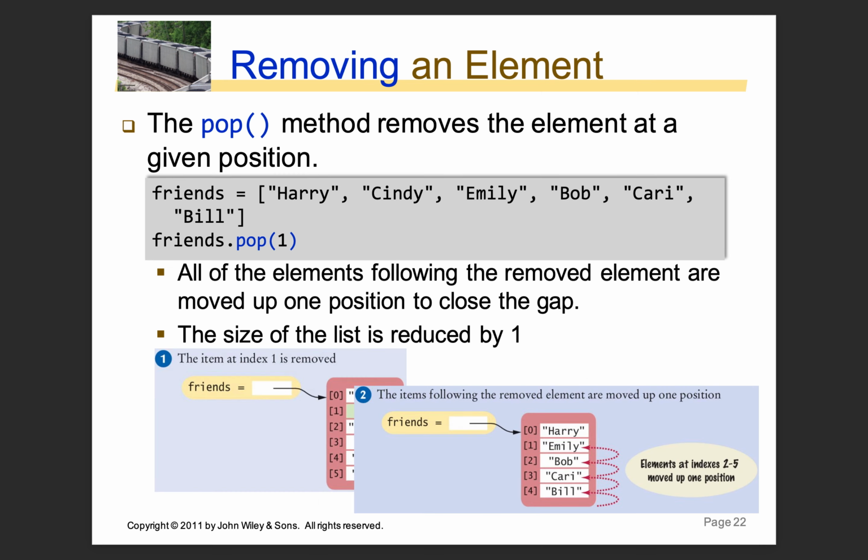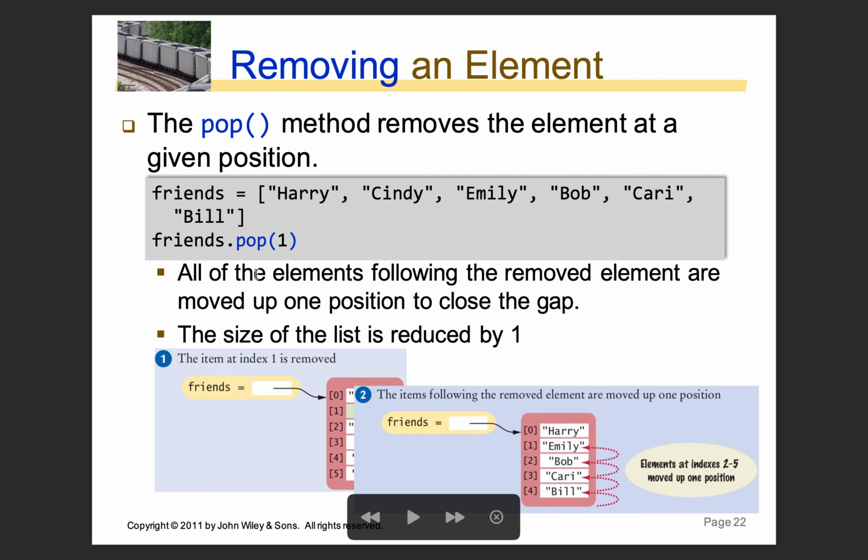Okay. So now we've talked about adding things to the end of the list, adding things wherever we want in the list, checking if something's in the list, finding which position it's in the list. Maybe we have found something in the list and then we want to remove it. So the pop method removes the element at the given position. So let's say we had the list Harry, Cindy, Emily, Bob, Carrie, and Bill, and friends.pop(1) is going to remove the data from index 1. Okay, so it's going to remove Cindy.